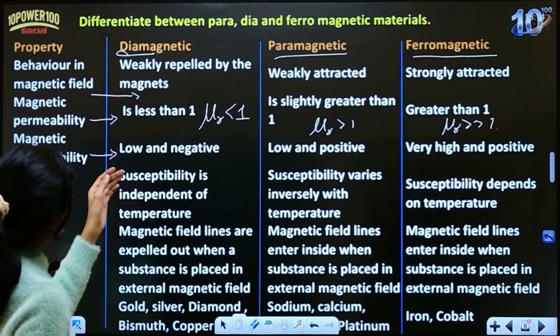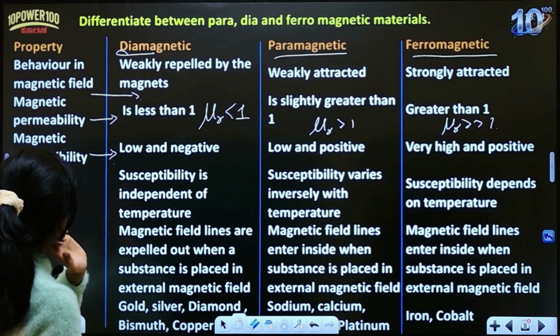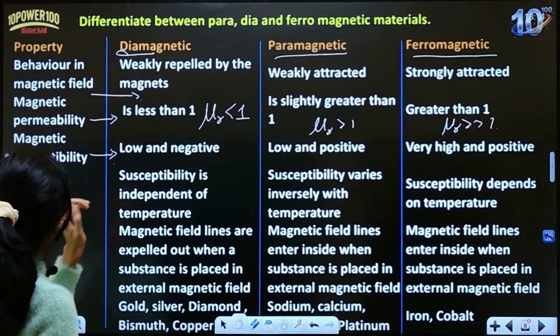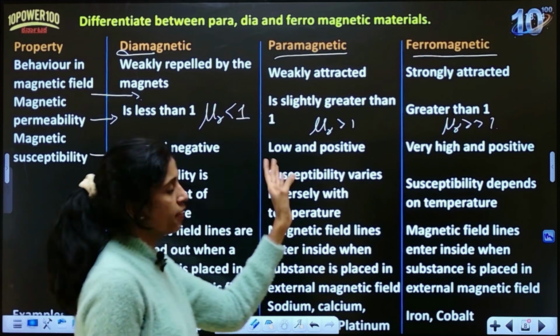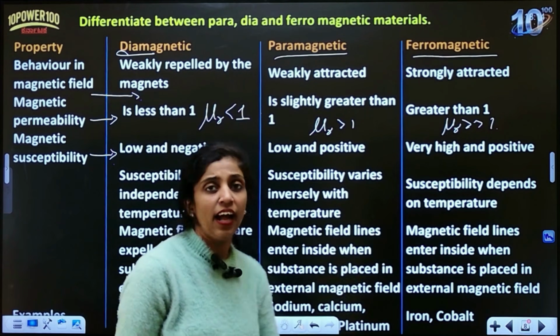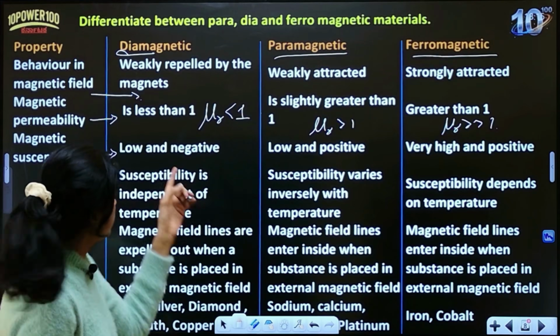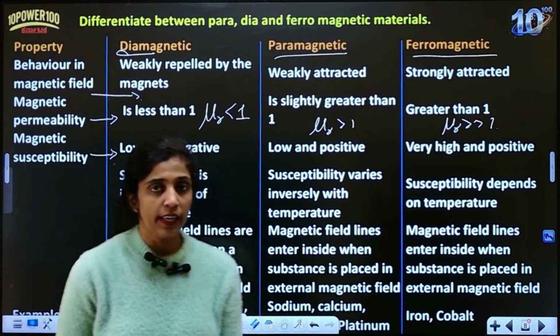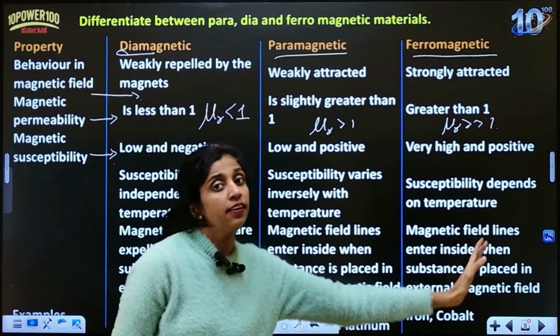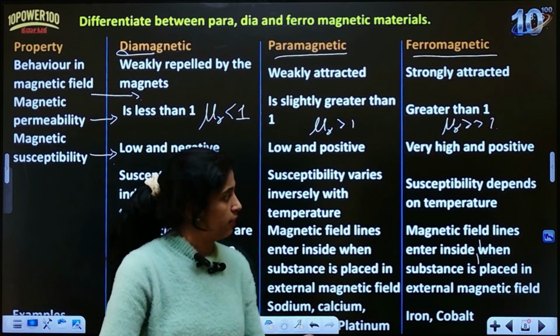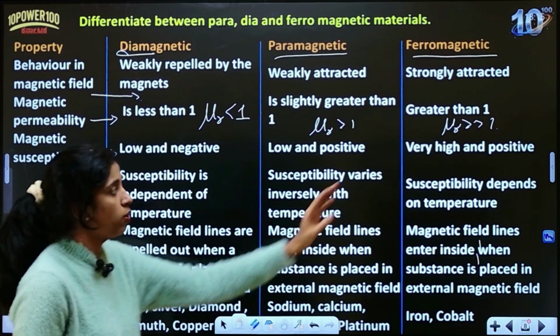The magnetic susceptibility is low and negative for diamagnetic, since it is repelling, right? Whereas for paramagnetic it is low and positive, and for ferromagnetic it is very high and positive.